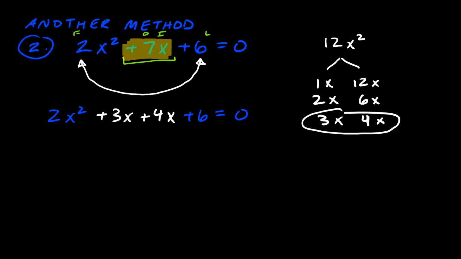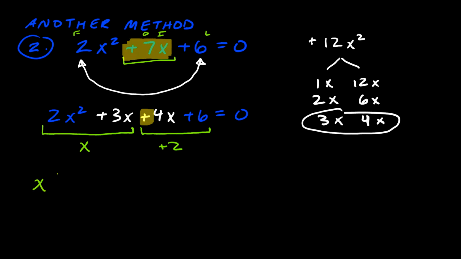And again, we have to be aware of signs. The fact that multiplying the 6 and the 2 is a positive 12 means we need 3x and 4x to be a positive 7. Our next step is to group the first two terms together and group the second two terms together, and we're going to see what they have in common. Our first two terms, 2x squared and 3x, only have an x in common. Our second two terms, positive 4x and positive 6, have a positive 2 in common. And I'll always look at the sign that's in front of the first term there and use that.